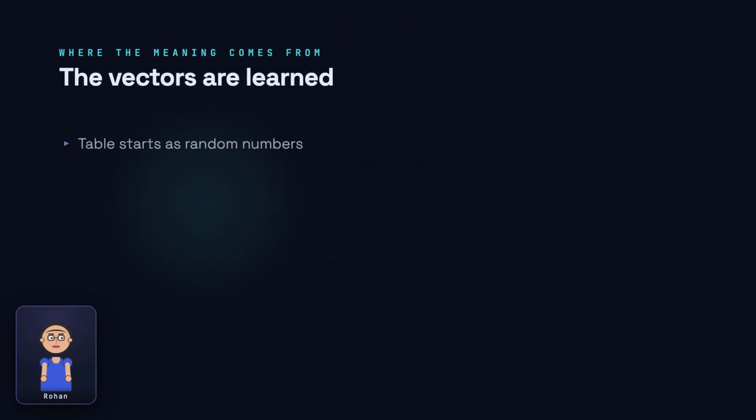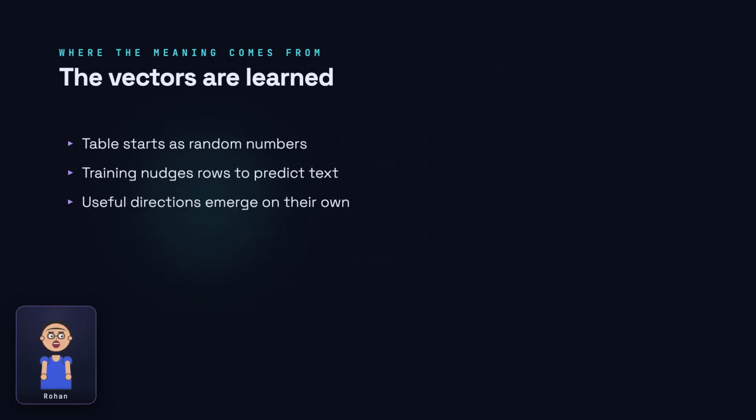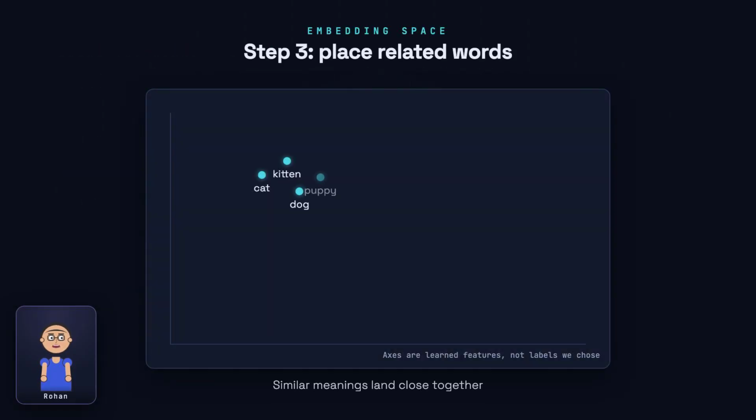At the start, that table is pure random noise. During training, the model repeatedly tries to predict text, and every mistake nudges these vectors a little. Over millions of steps, words that behave similarly get pulled towards similar numbers. Nobody hand labels meaning; the geometry emerges from the task. Let's watch the space fill in.